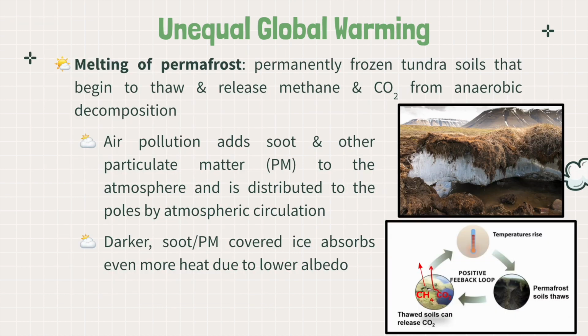The melting of permafrost, so we talked about what that was. So air pollution adds soot and other particulate matter to the atmosphere and is distributed to the poles by atmospheric circulation. Darker soot or particulate matter covered ice absorbs even more heat due to lower albedo, creating another positive feedback loop.